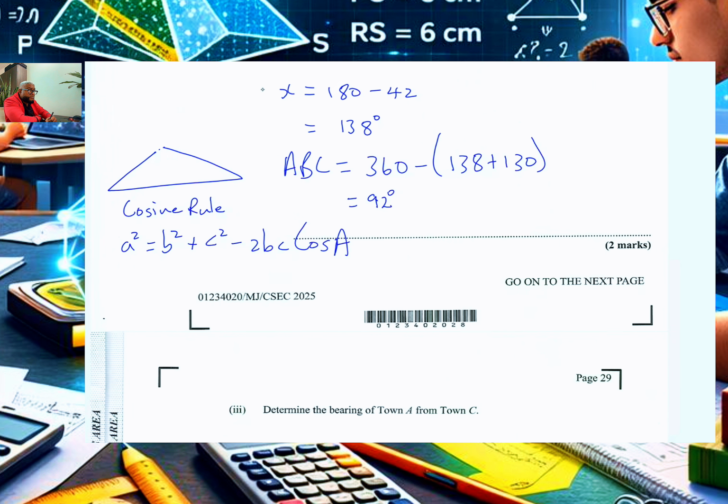So in this triangle, let's call here A, that will be the angle. Opposite the angle will be the small a, right? Then here will be capital B, opposite capital B will be small b. Here will be capital C, opposite capital C will be small c.